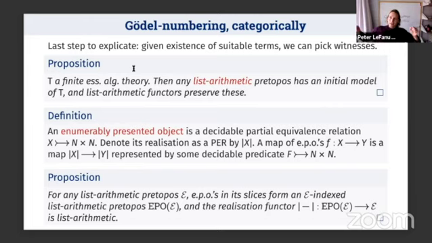And in any list arithmetic pretopos, you can look at the enumerably presented objects, which are the objects that look roughly like what it was about syntax that we used when we talked about Gödel numbering. It's that they're a decidable subset of the natural numbers, quotiented by some equivalence relation that itself is enumerable from a decidable subset of the naturals.